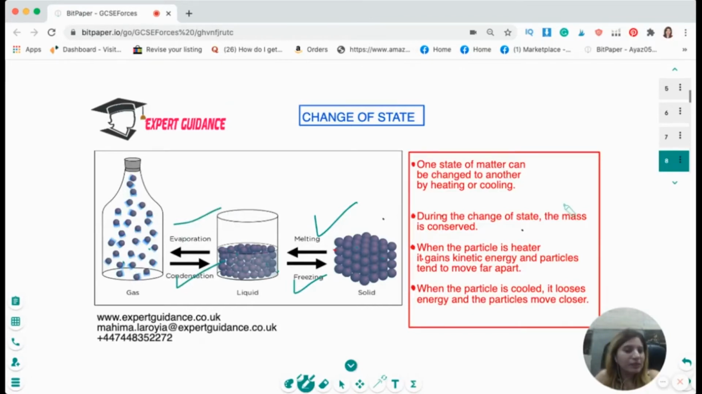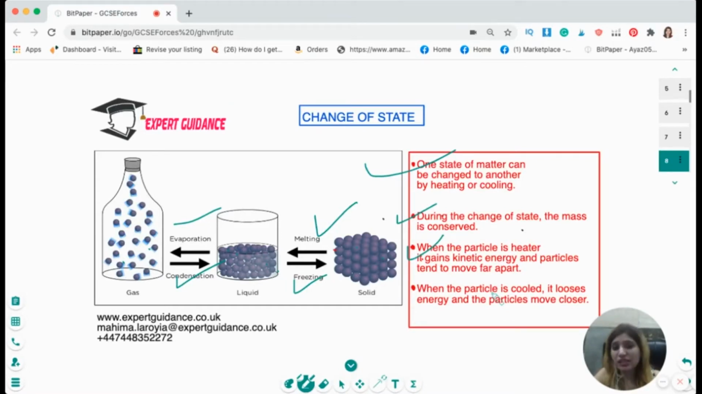One state of matter can be changed to another by heating or cooling. During the change of state, the mass is conserved, and when the particle is heated, it gains kinetic energy. So the particles start to move away from each other. So the interparticle space increases and it changes into another state. And when the particle is cooled, it loses energy. So the particles move closer. Therefore, they change from a liquid to a solid. Okay, so I hope all these changes that take place while heating and cooling are clear to you.